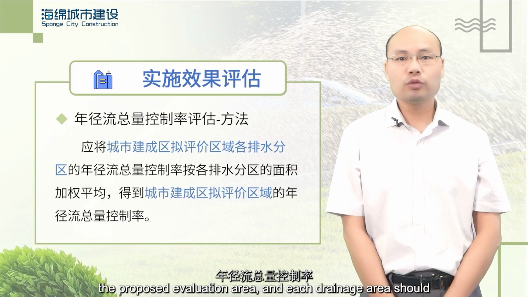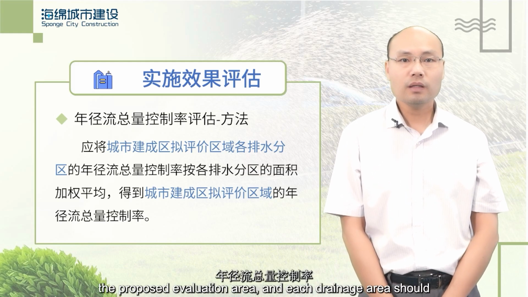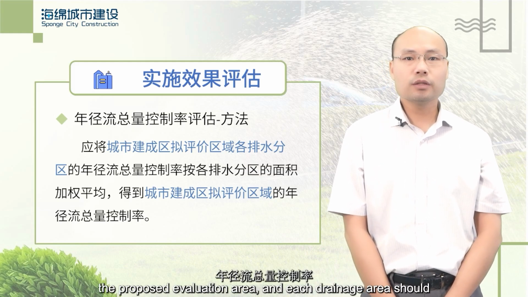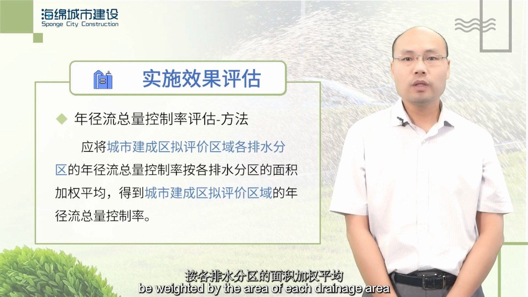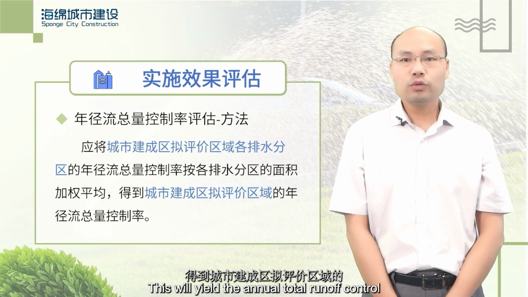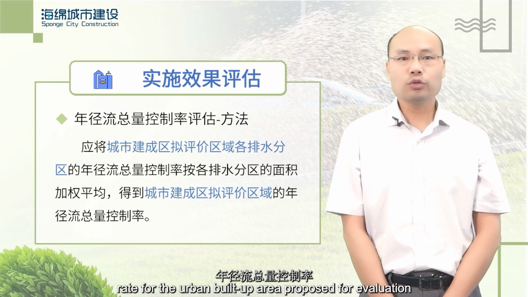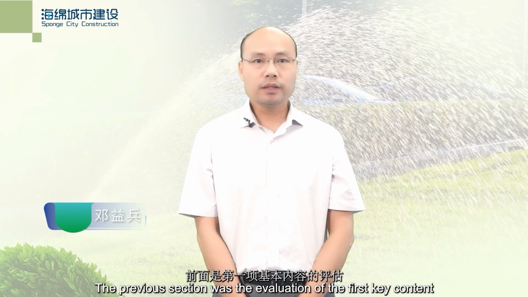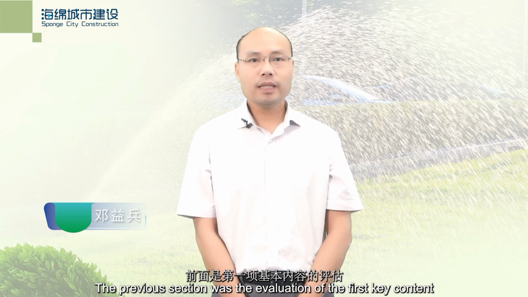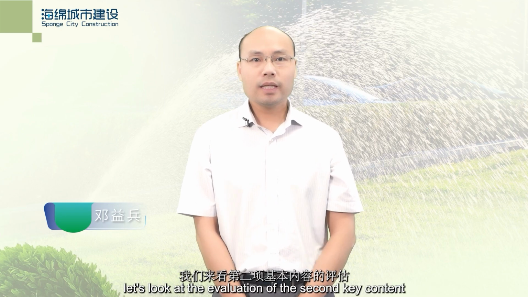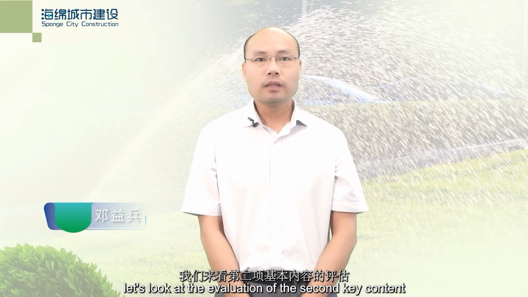The annual total runoff control rate for the urban built-up area proposed for evaluation in each drainage area should be weighted by the area of each drainage area. This will yield the annual total runoff control rate for the urban built-up area proposed for evaluation. The previous section was the evaluation of the first key content. Next, let's look at the evaluation of the second key content.